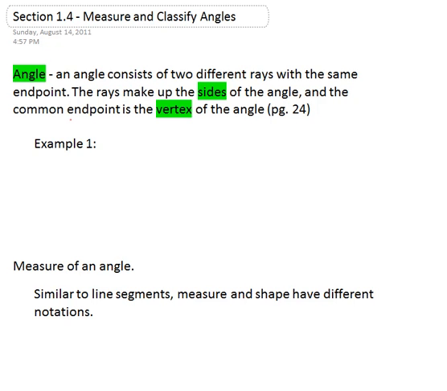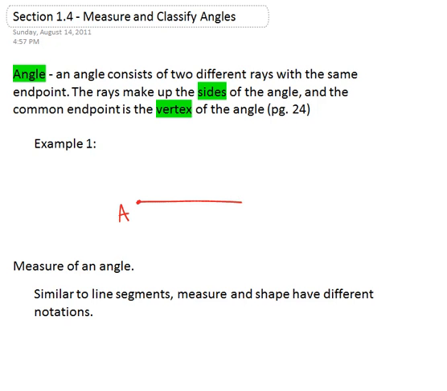Section 1.4, Measure and Classify Angles. Before we can talk about angles, we need to define what an angle is. An angle consists of two different rays with the same endpoint. So we'll give these endpoint A.